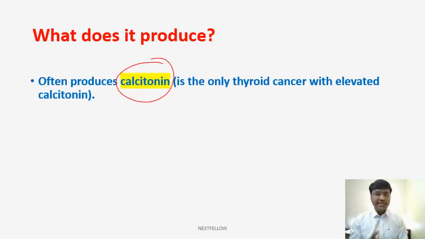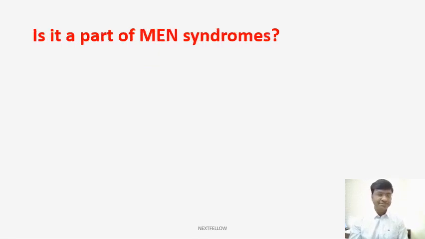And it is the only thyroid cancer with elevated calcitonin. And what does the calcitonin do? It is the hormone which will decrease the calcium. It will take the calcium from the serum or plasma and dump it into the bone. So thereby calcitonin will reduce the serum calcium levels. Okay, so that is what is done by your calcitonin.